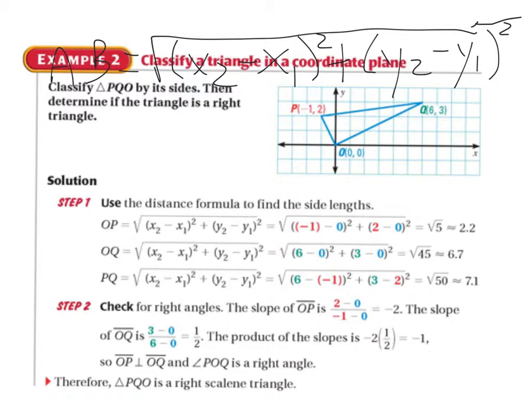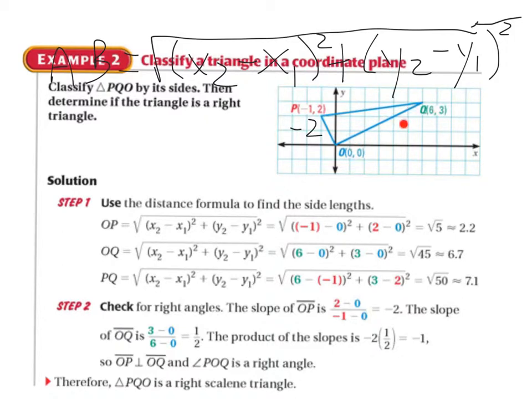So if we go in here, we find our slope for OP, so our y2 minus y1, again on OP here, is 2 minus 0. Our measurements for our x is -1 minus 0. So our slope here is -2. Okay, so let's go ahead and write that in. Okay, so our slope is -2.